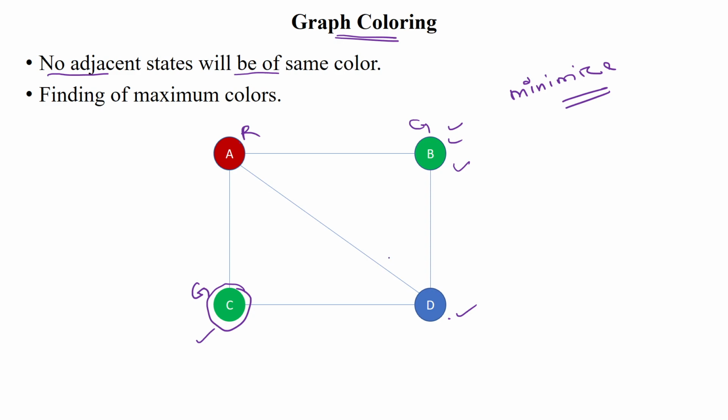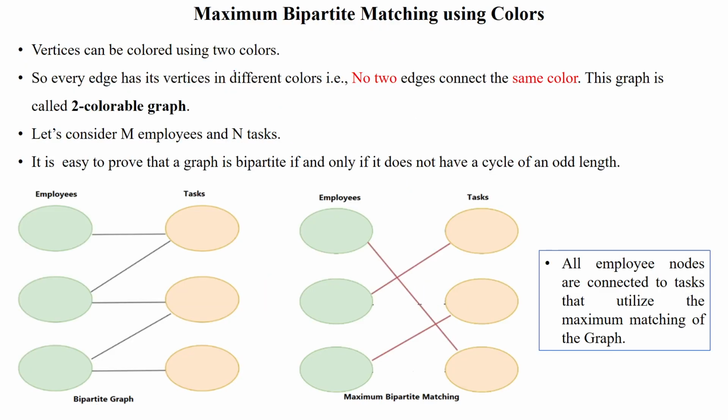But here we have to identify the maximum number of matchings, right? And here D is connected with B and C, both of which have green color. That's why we are not giving green again. Red color also we cannot give because A has the red color, so we go for another color, D. So using the graph coloring method we can also identify the maximum matching with the bipartite graph.